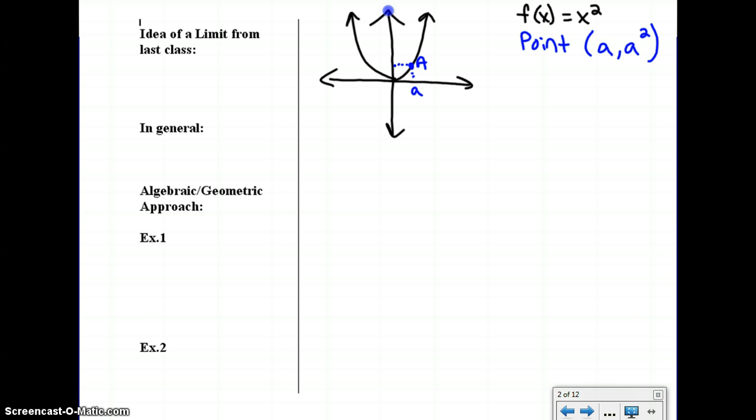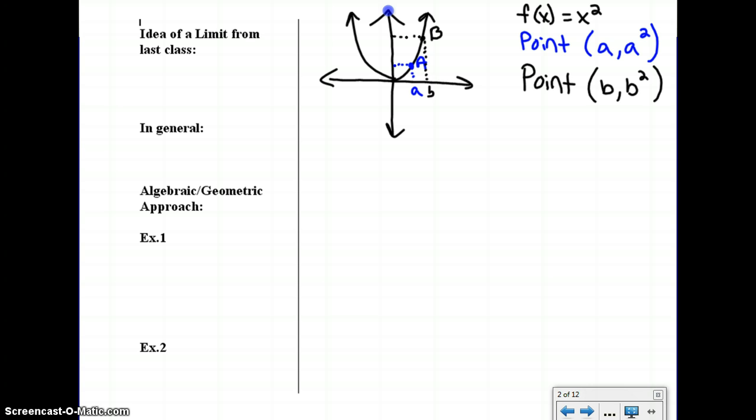Then I'm going to choose a second point that I'm going to call b. I'm going to call this one b up here. And this also has an x value, and it also has a y value. So my second point that I wrote in black is going to be little b and b squared.